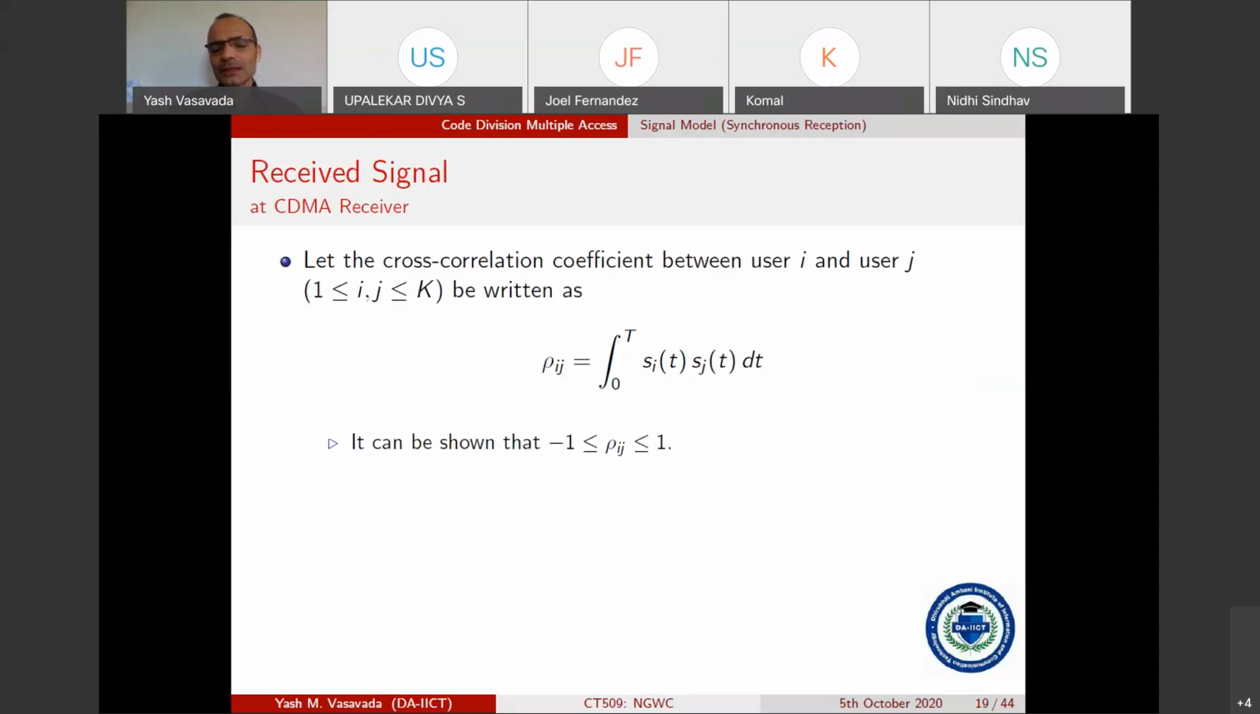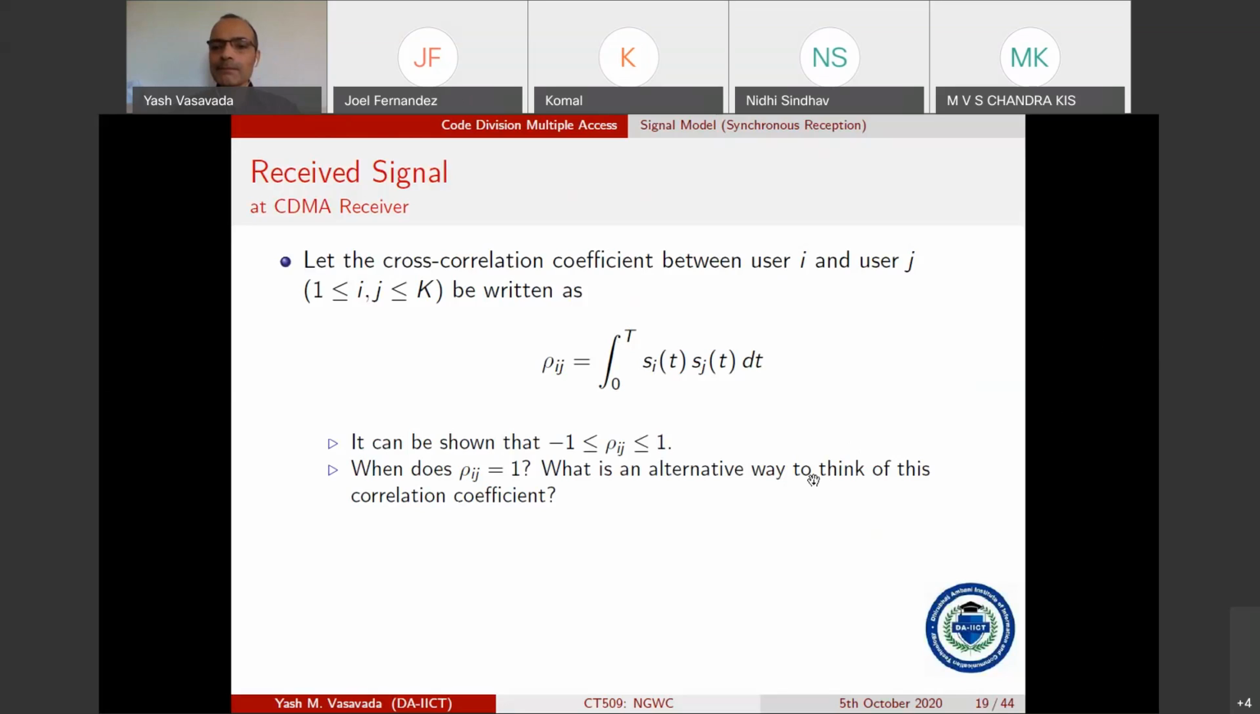Now we can show that this correlation coefficient is guaranteed to be taking a value between -1 to 1. So why is that? Can anybody tell me? Kishan? Yeah, go ahead.